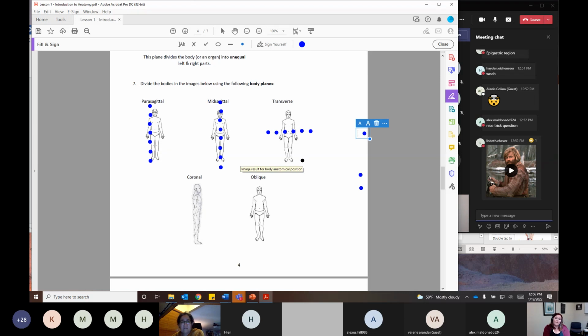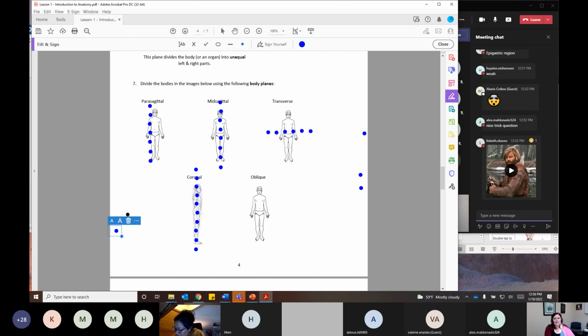Maybe I want to divide front from back. So if I have a plane that goes straight through the body from the top to the bottom and divides me into a front and a back, or in anatomy speak, an anterior and a posterior, that's called a coronal plane. The way I like to remember that is imagine putting a crown on the top of your head and then making a cut straight through. Corona means crown. So a coronal plane divides front from back. It's called anterior and posterior, goes straight through the body.